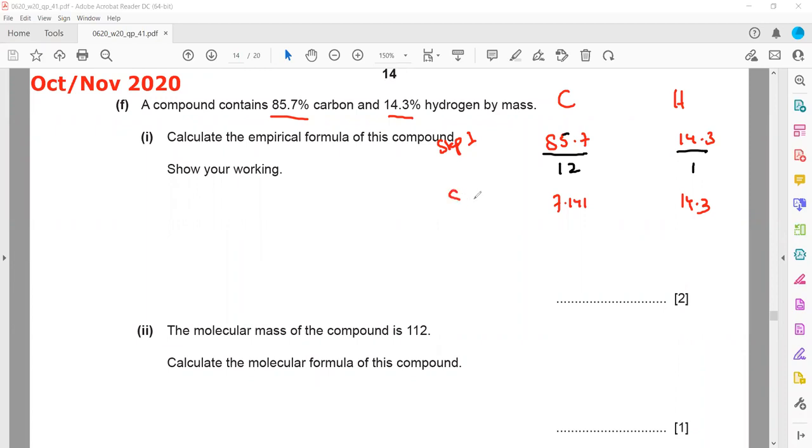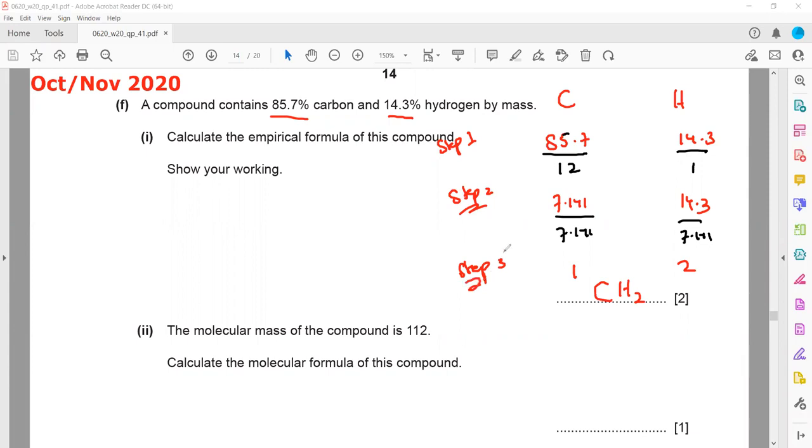What is step 2? We divide by the smallest value. Which one is the smallest value? That is 7.141. When we divide both of them by the smallest value, 7.141 divided by 7.141 is 1, and 14.3 divided by 7.141 is 2. So what is the empirical formula? The simplest ratio: it contains 1 carbon atom and 2 hydrogen atoms. So the empirical formula is CH2.